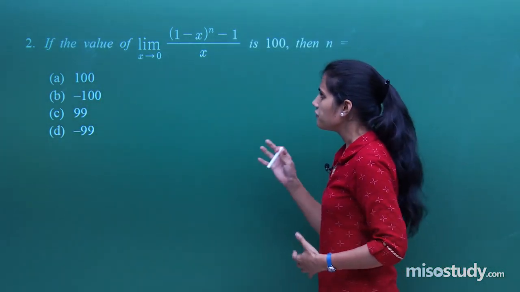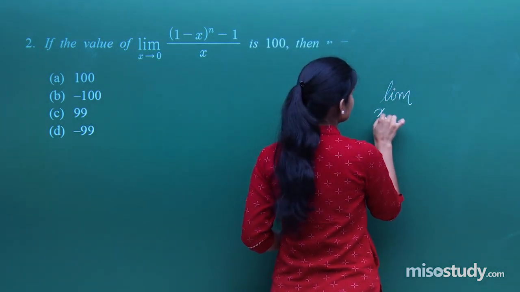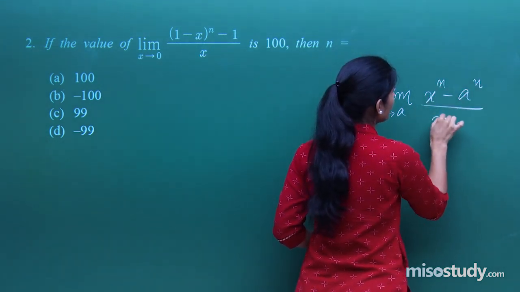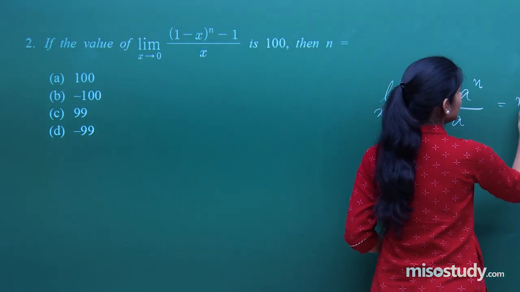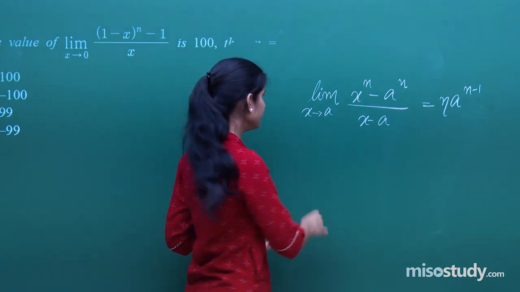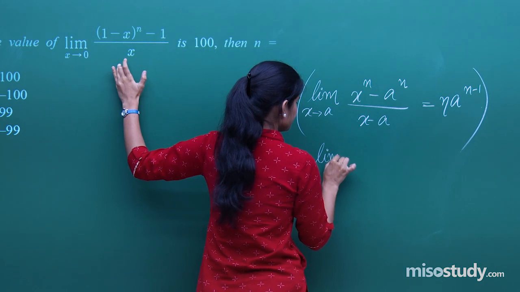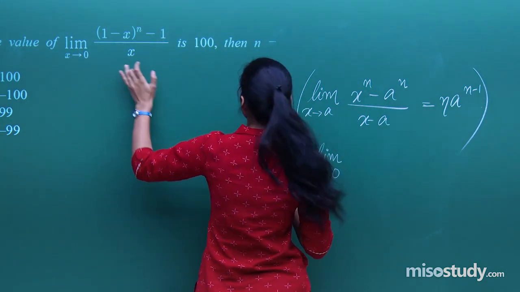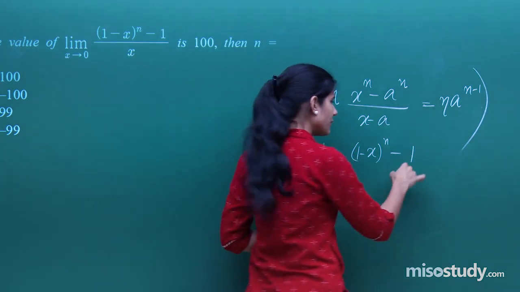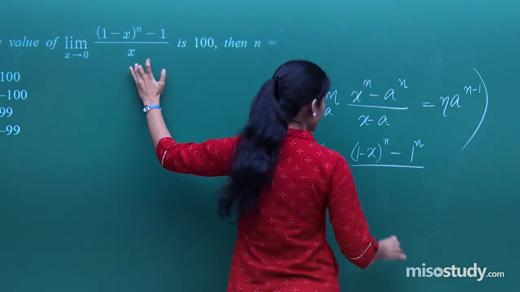So over here, very nicely I can talk about the application of this result, that limit x tends to a, x to the power n minus a to the power n whole upon x minus a is n a to the power n minus 1, right? How can I apply this result over here? See, look at the expression, limit x tends to 0, 1 minus x to the power n minus 1. Now this 1 can be written as 1 to the power n, not a problem, right? Then you have in the denominator you have x.